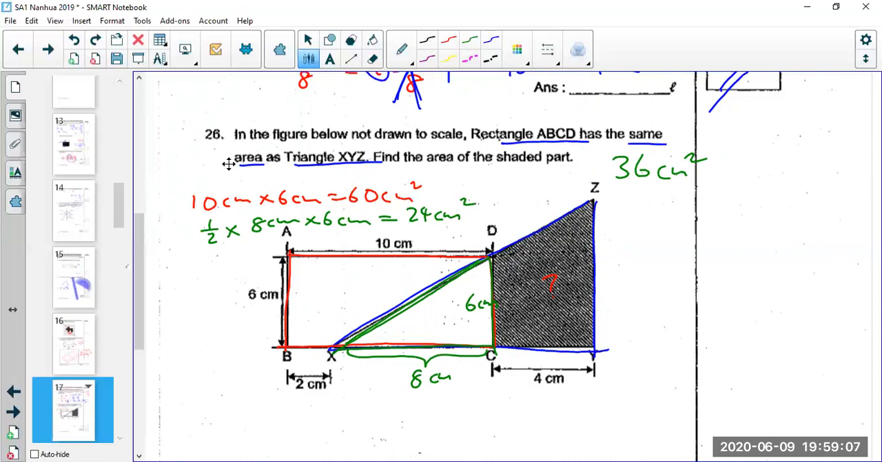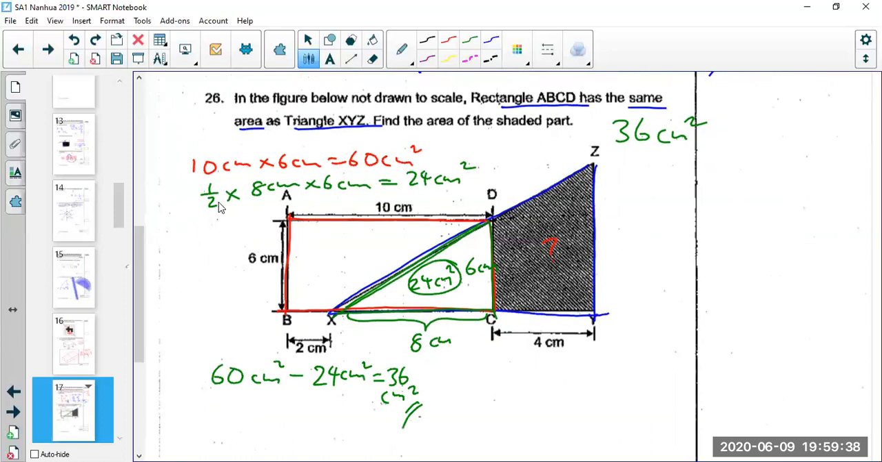Okay? So what's the area of the whole triangle? Now the area of the whole triangle is the same as the rectangle, which is 60 cm squared. And then you minus the green color triangle, and you will get the shaded part. So you minus 24 cm squared, and you get 36 cm squared, which is the shaded part. You understand? It's not quite easy, right? Not very hard actually. Okay, let's go to the next one.